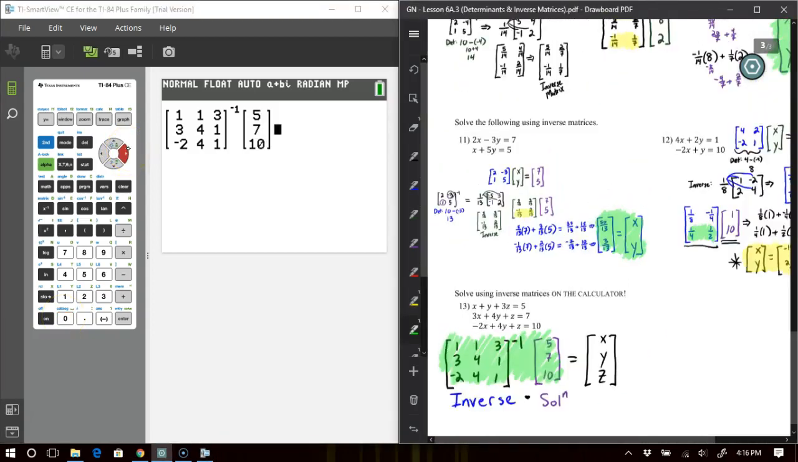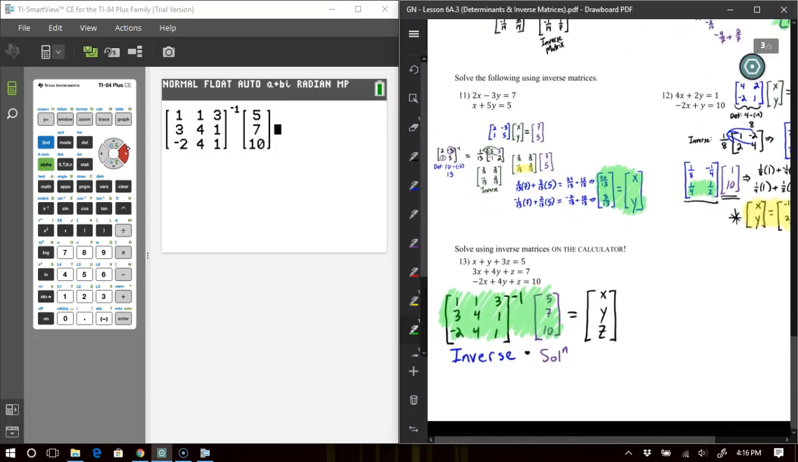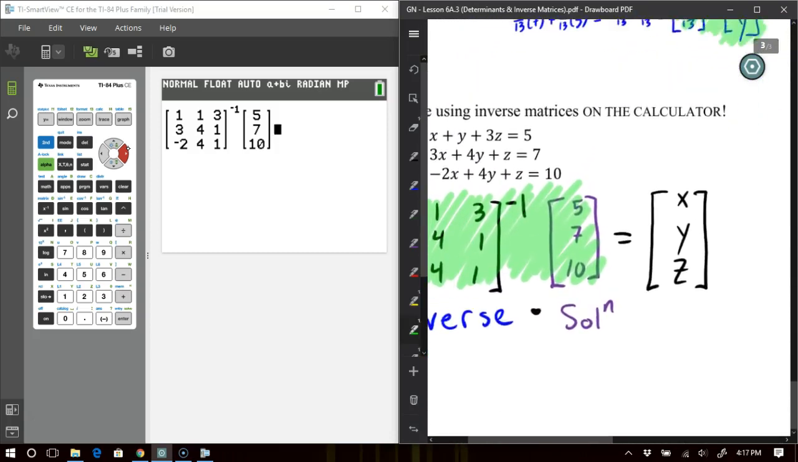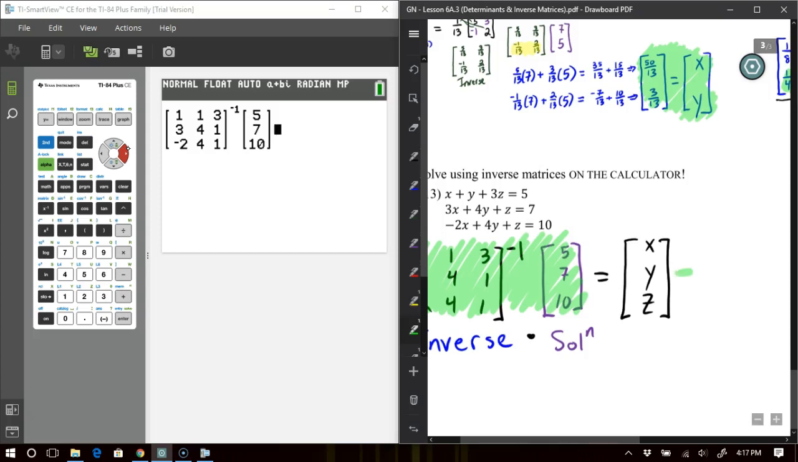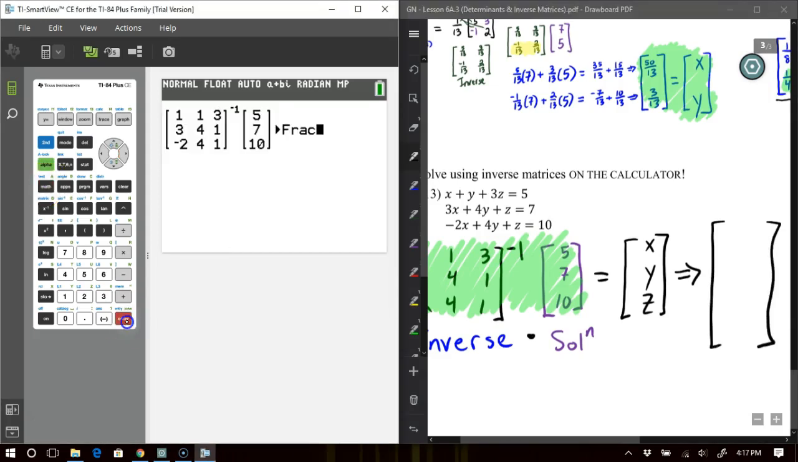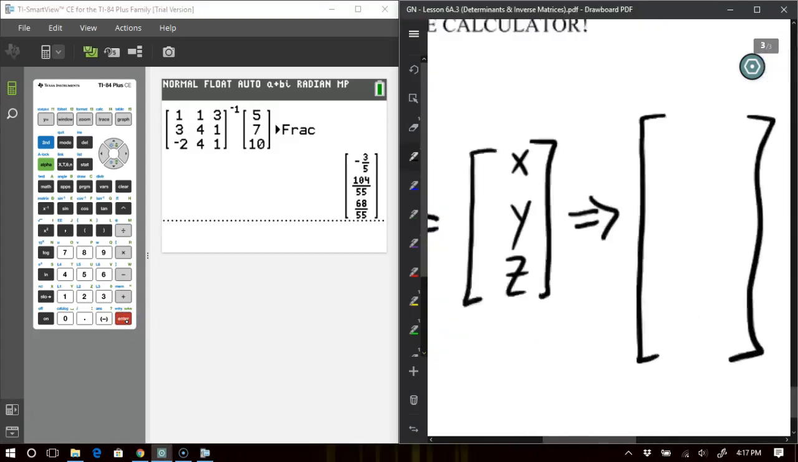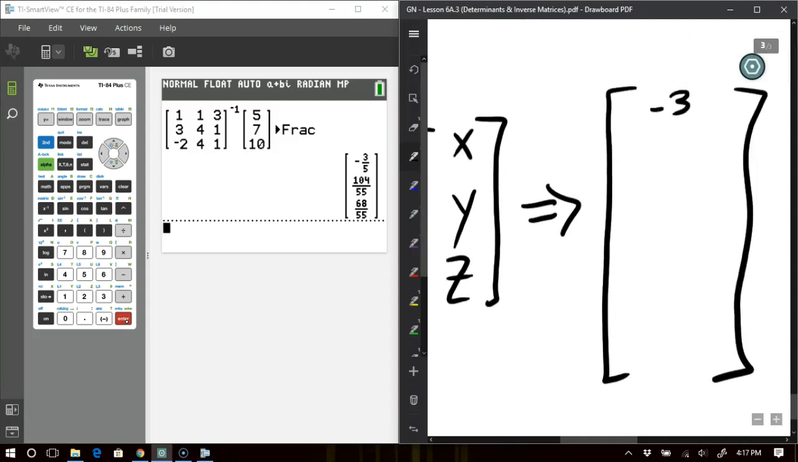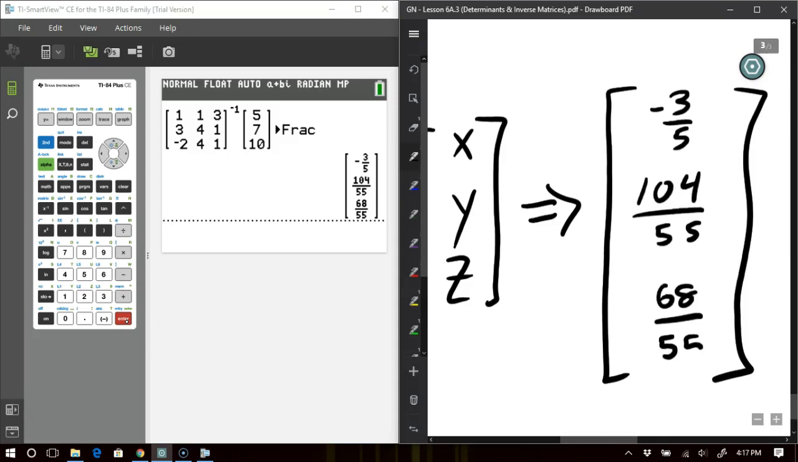Now we noticed that most of our answers were fractions. So you don't have to do this when you do it at the end, but I'm always doing it in the beginning. I've noticed a lot of ours are fractions, so I'm going to hit the math fraction button on the calculator just in case we get fractions. I don't know yet, but I'll hit math fraction just to be safe. Oh, good, they are. So I'm going to write in -3/5, 104 over 55, and 68 over 55.